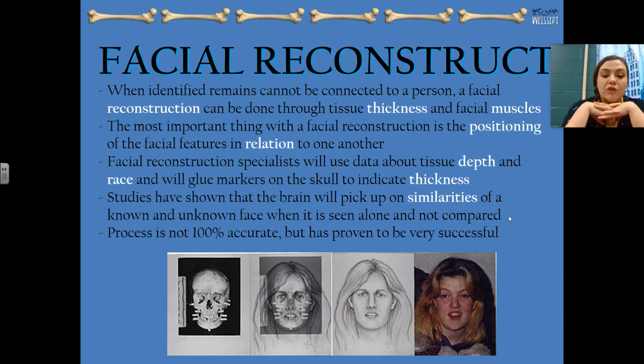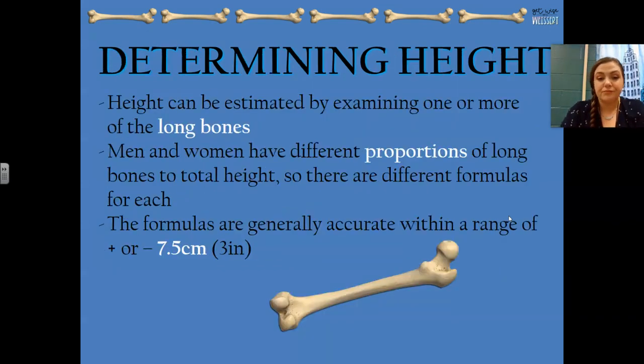So studies have shown that the brain will pick up on similarities of the known and unknown face when it is seen alone and not compared. The process is not 100% accurate, but it's been proven to be very successful. So they make a pretty good recommendation. They post that picture, they show the model, and someone might recognize it if they post pictures of them, like on the news and things.